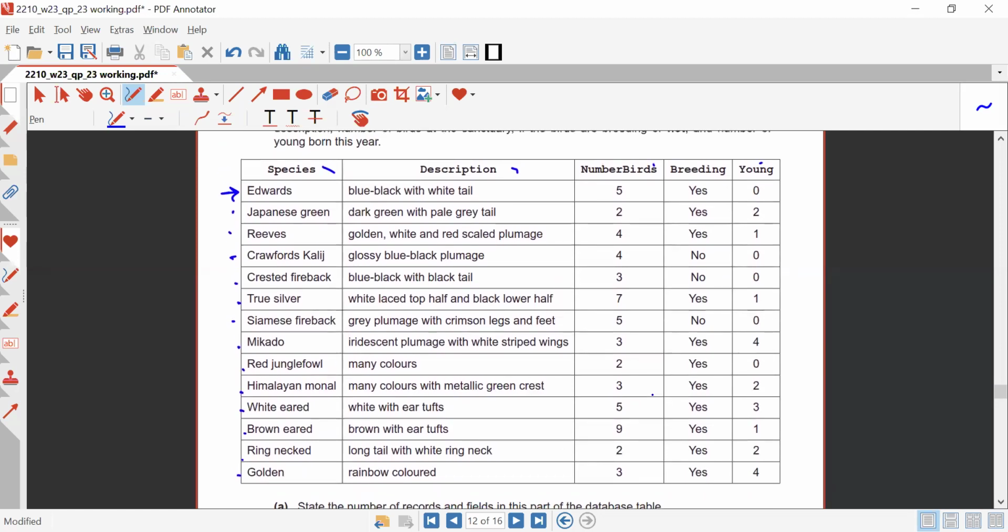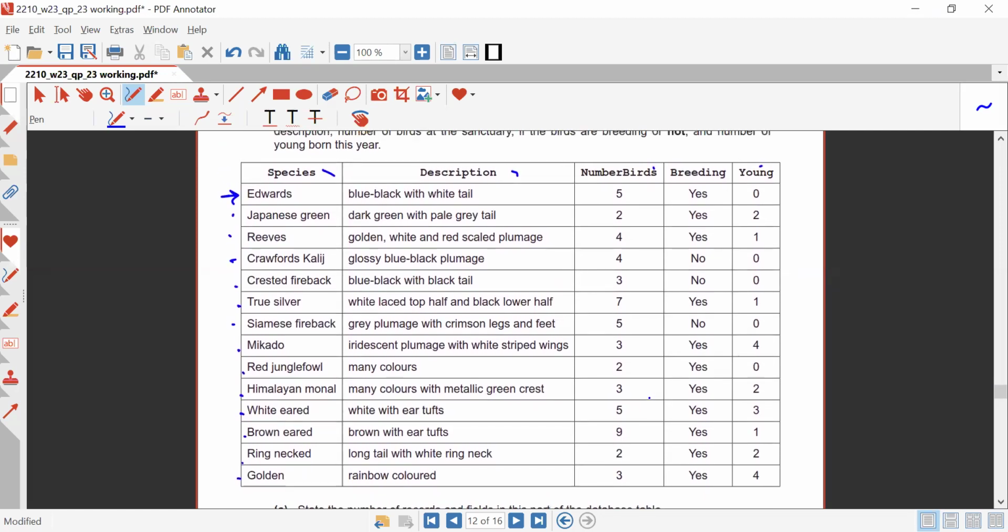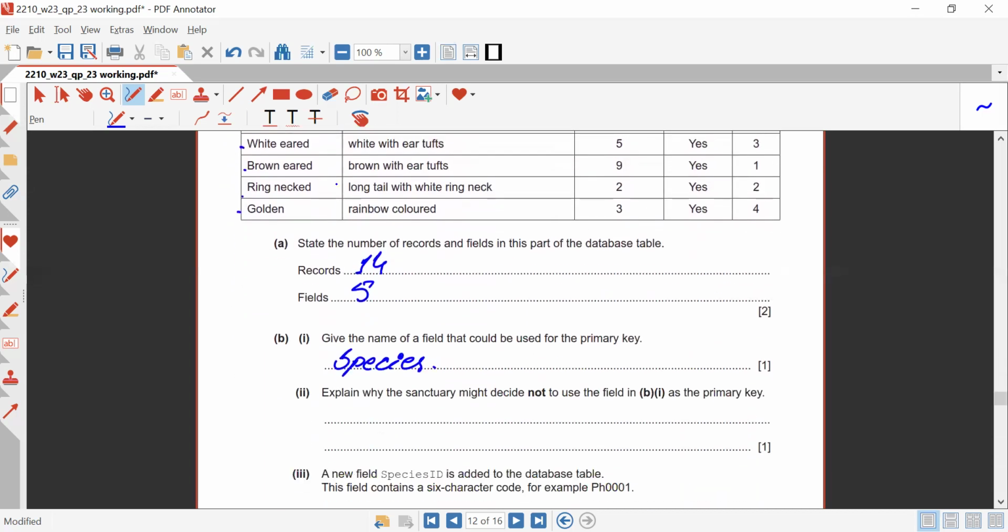Okay, over here the description could also be the primary key because the description is only given about the species. So it could be either the species or the description. Okay, so explain why the sanitary might decide not to use the field in B1 as the primary key.